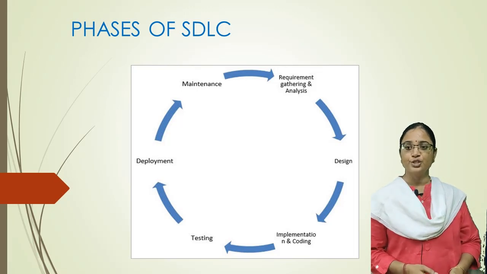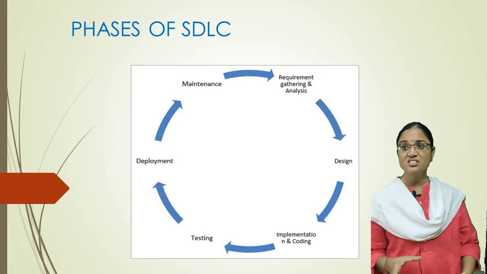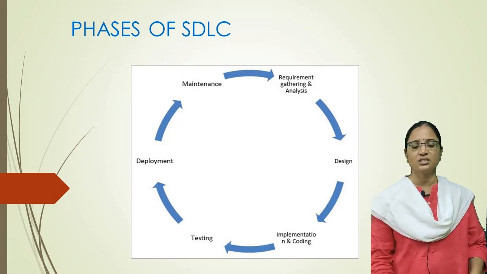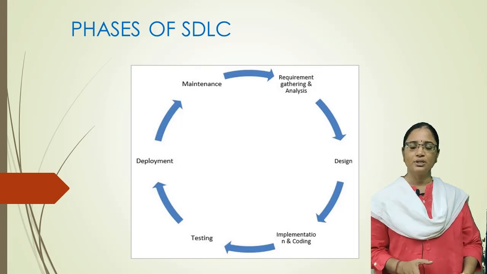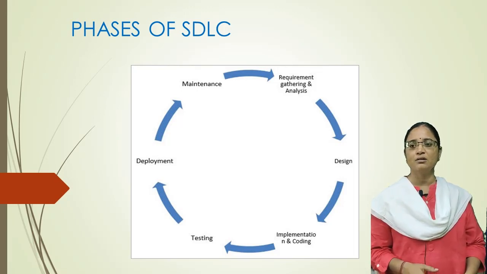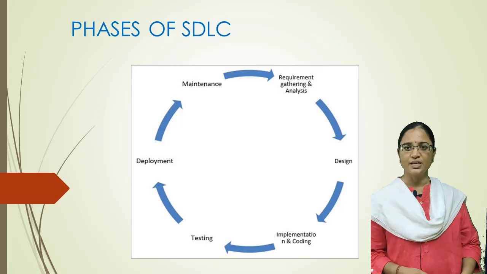And next one, schedule. Decide whether the project can be completed within the given schedule or not. Within the stipulated period, can we complete this project, business or application, whatever it might be. These are the 5 feasibilities which we need to consider while analyzing the feasibility study.